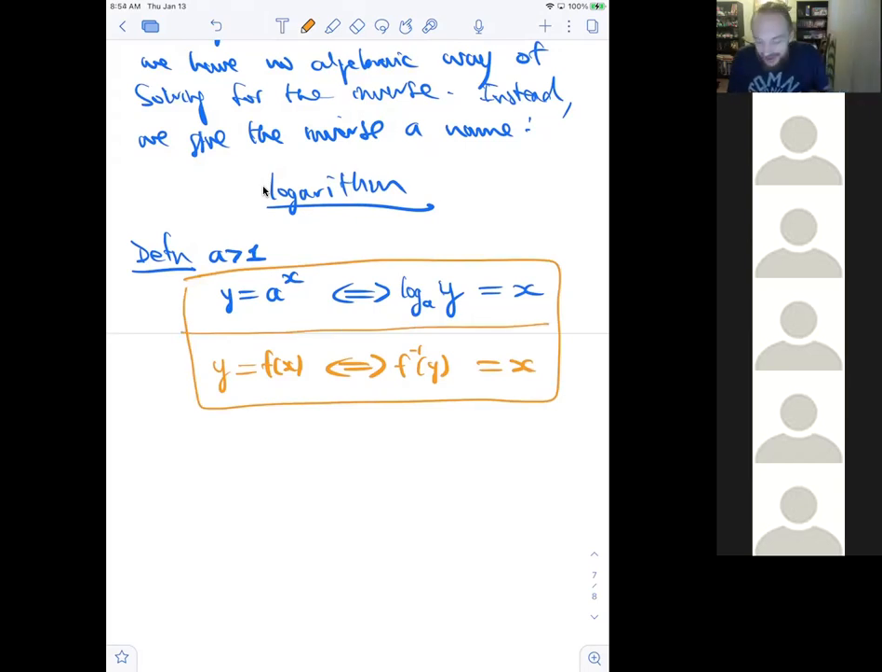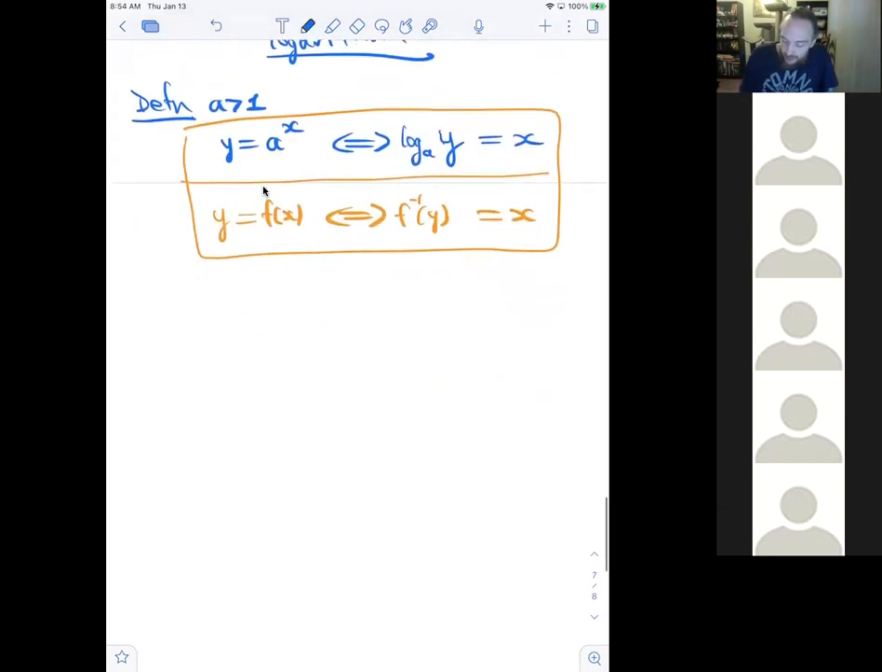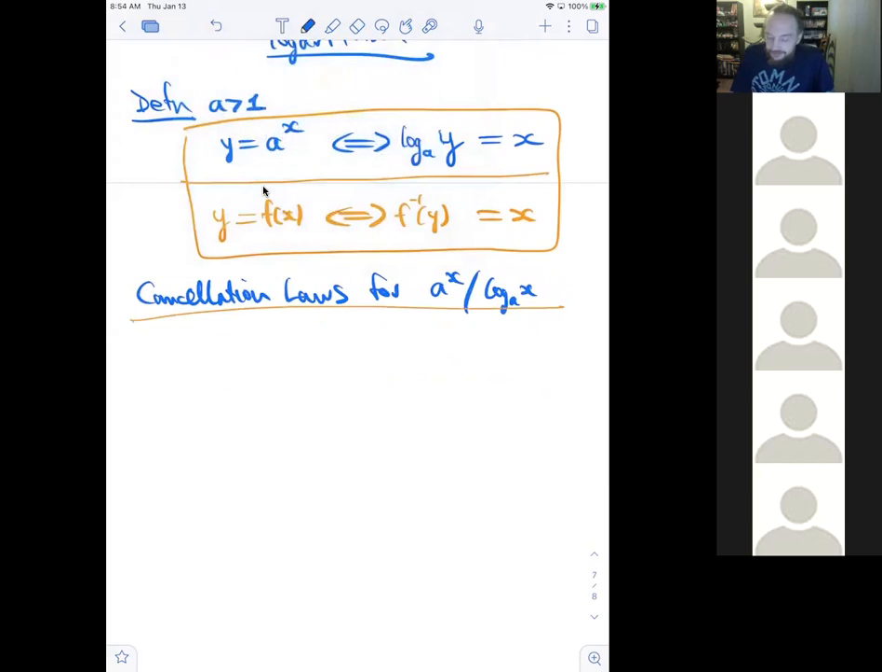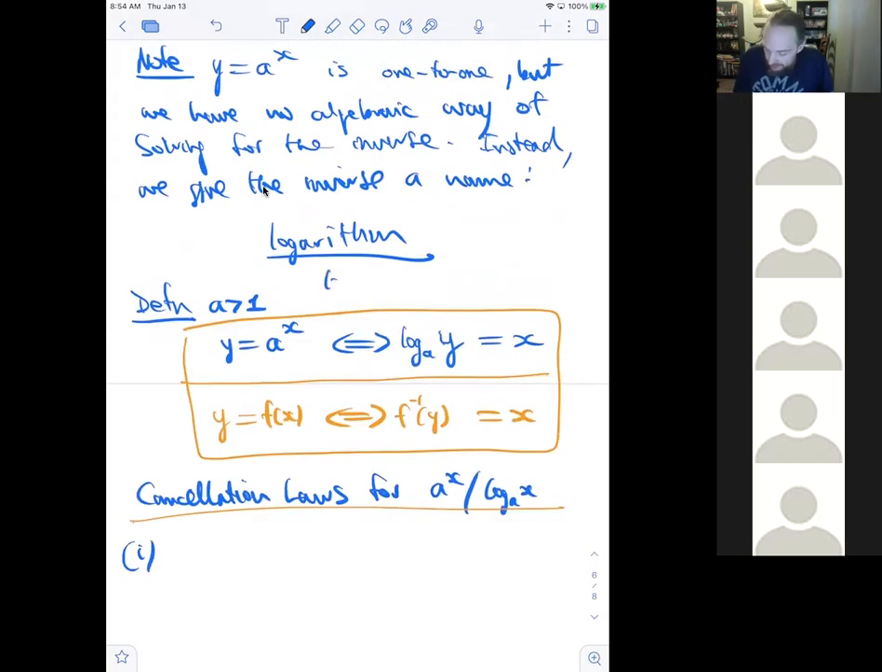Logarithms are the inverses of exponential functions. Therefore, one, the cancellation laws. And of course, logarithm is going from (0, infinity) into R. And we can sketch logarithm, even though we don't have an algebraic formula for it. We get what the graph looks like by reflecting the graph of a to the x across the line y equals x. This is how we're going to get this for this transcendental function.